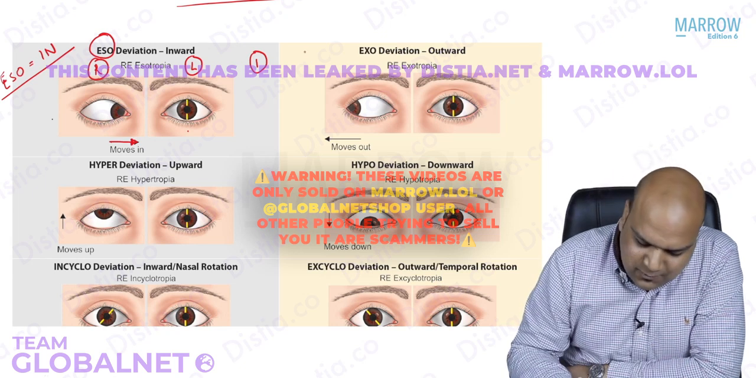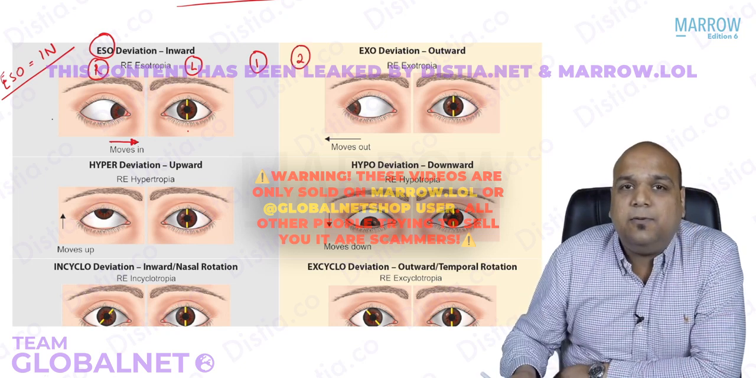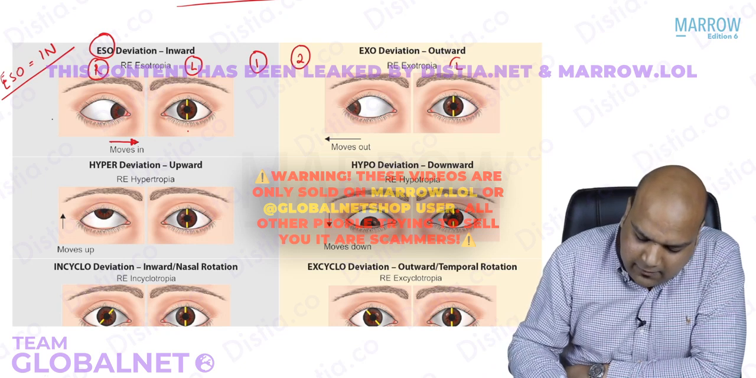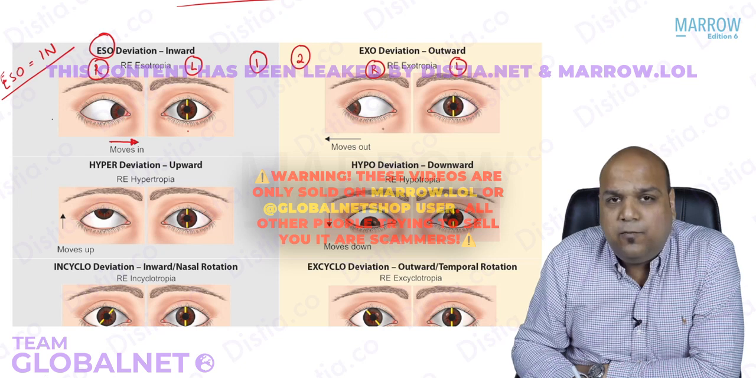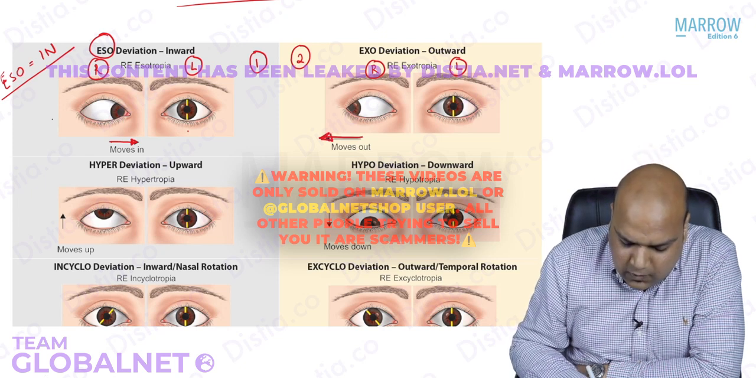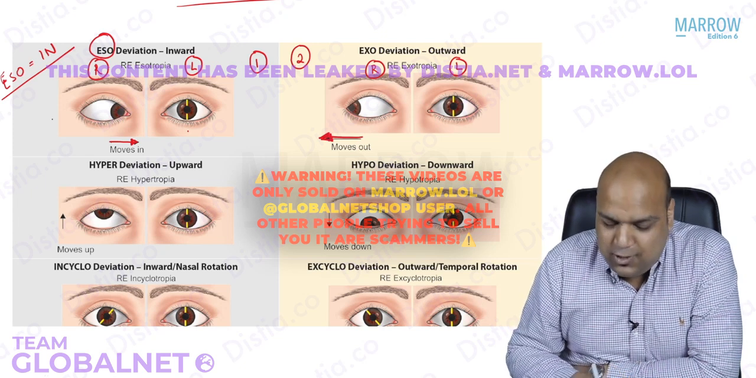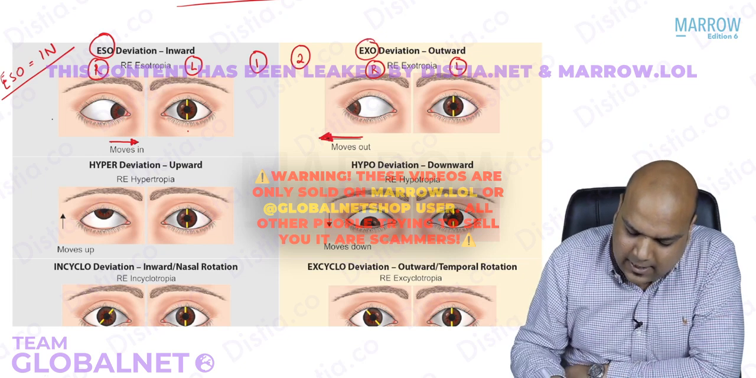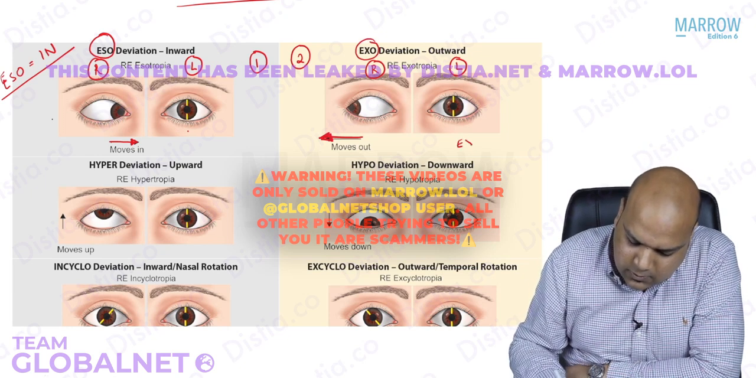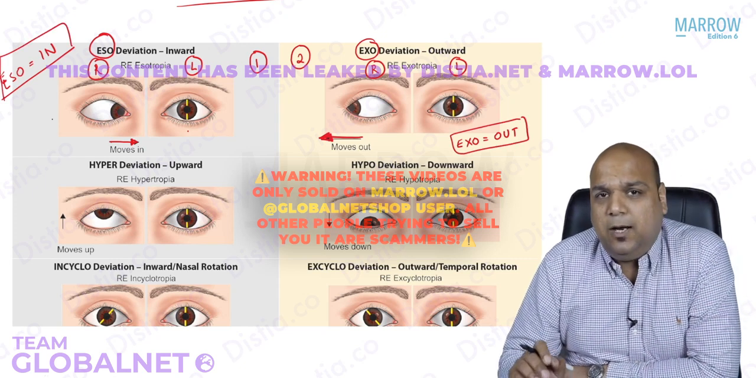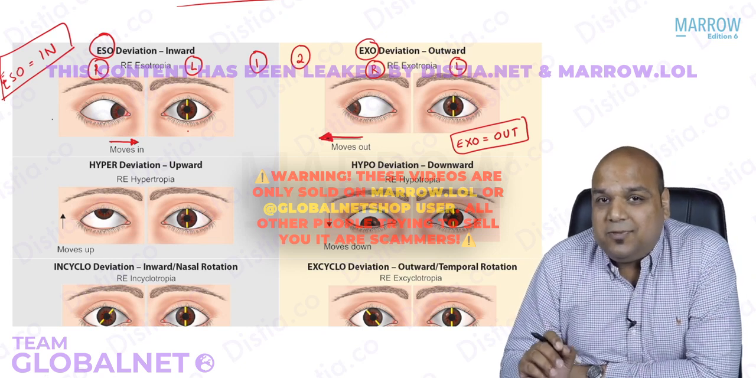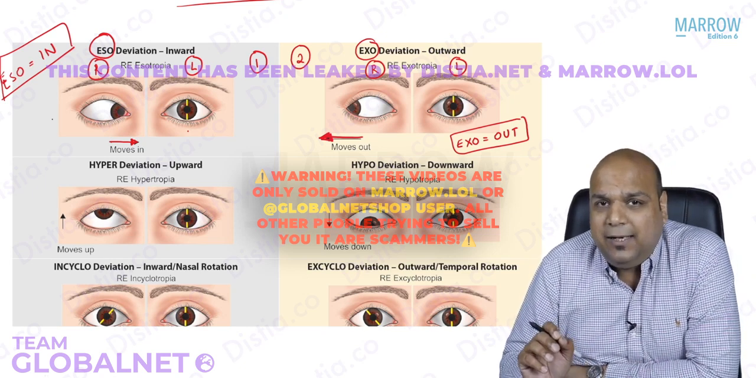Now, let's move on to image 2. Very easy. Again, look at the left eye. The left eye is straight. The right eye, in this case, instead of moving inwards, has actually deviated outwards. So outward deviation is called EXO. ESO is equal to in, EXO is equal to out. These are the two important words that you need to remember, ESO and EXO.